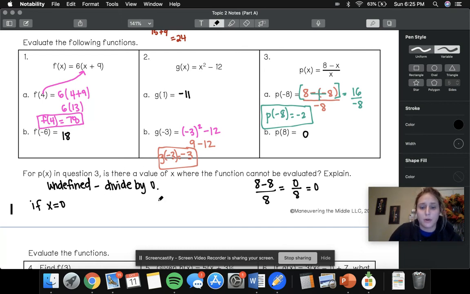We could just do that real quick. If we put in a 0, you would have 8 over 0, and you cannot divide numbers by 0. So this is a problem-solving question: if undefined means there's a 0 in the denominator, that would be the only time, when x is 0.